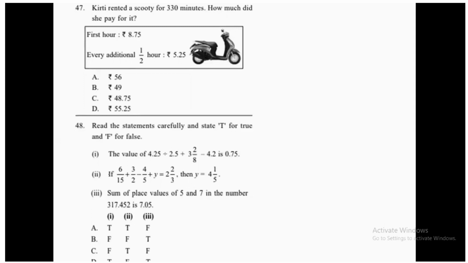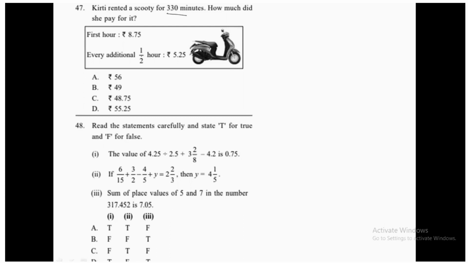Now, in the question number 47, the question is saying that Kirti rented a scooty for 330 minutes. Now, how much did she pay for it? According to the question, for the first hour, she needs to pay 8.75 rupees. Now, for every additional half hour, she needs to pay 5 rupees and 25 paise. And she is traveling for 330 minutes.